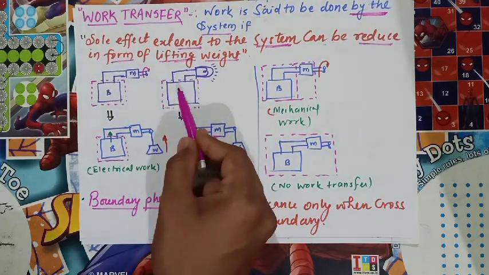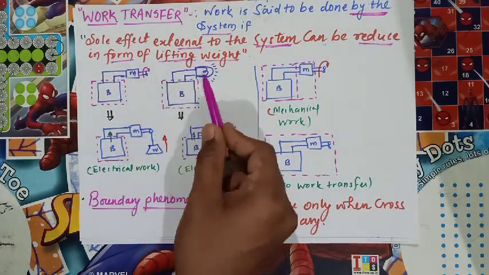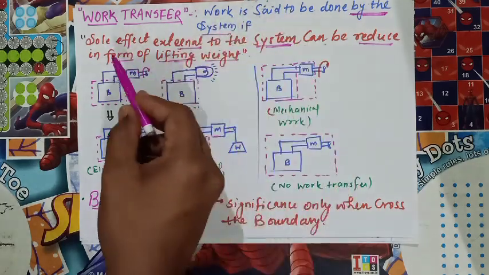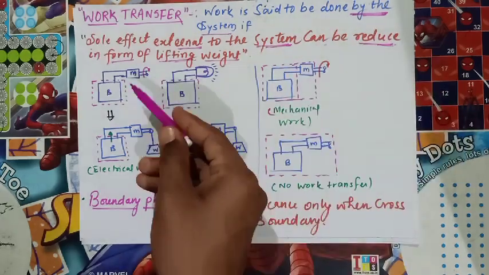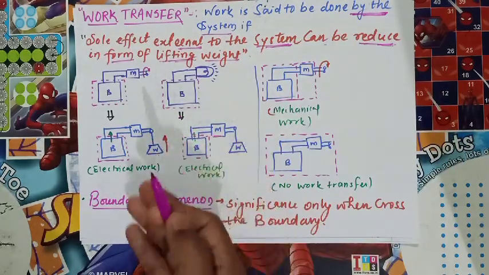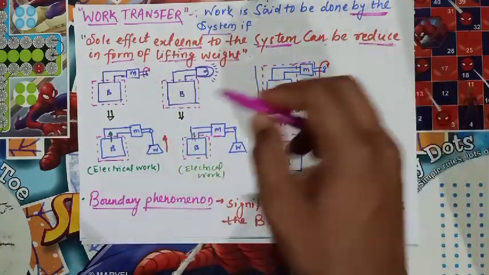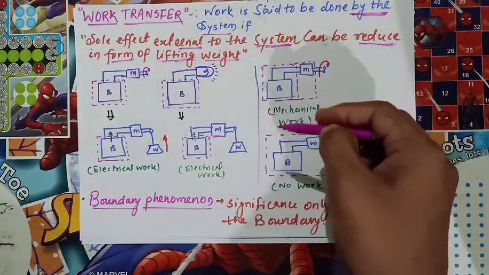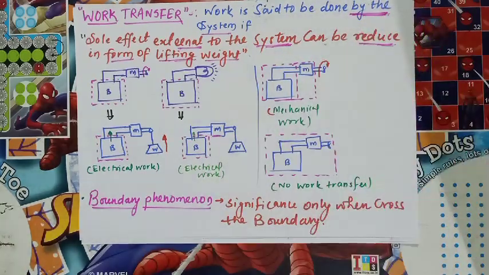So in these two cases we see that weight is not really present here, है ना, but we can reduce it in the form of lifting weight. हमने इसको एक उस फॉर्म में रिड्यूस किया जहाँ पर हम वेट को लिफ्ट करके देखते हैं. और अगर हमारा सिस्टम ऐसा है कि it can lift the weight, then we will say that work is done by the system.